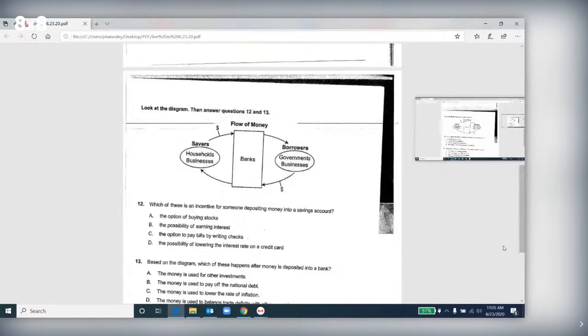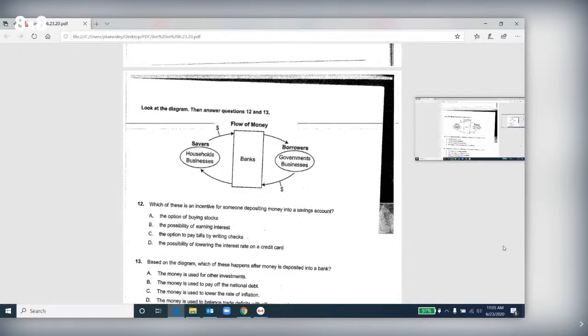And this is about the flow of money. This is a little bit of economics, and we've touched on this a little bit. So you can see in the middle is banks. So how that works is, it says on the left, households and businesses. You save your money, you put it into a bank.